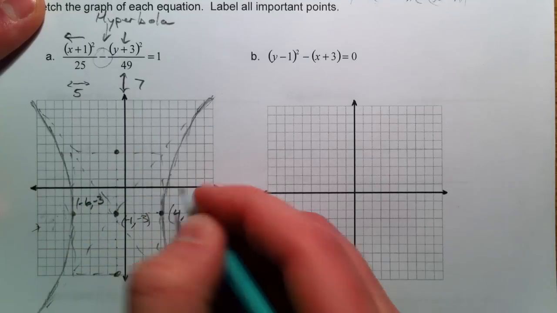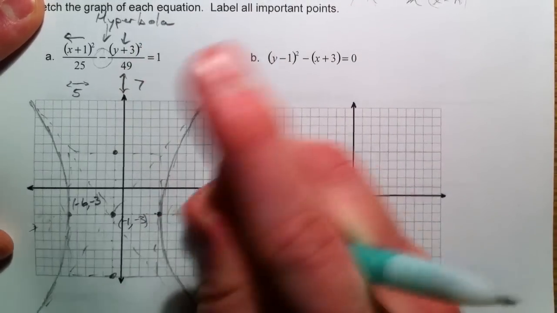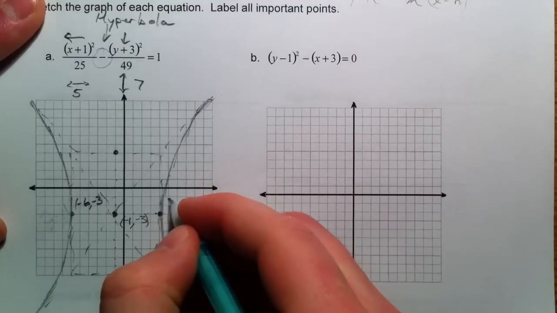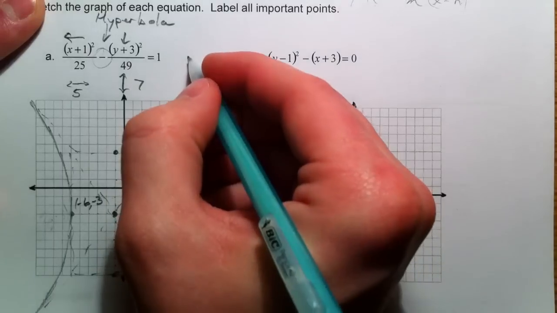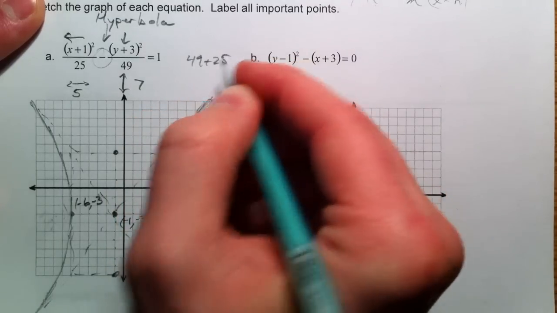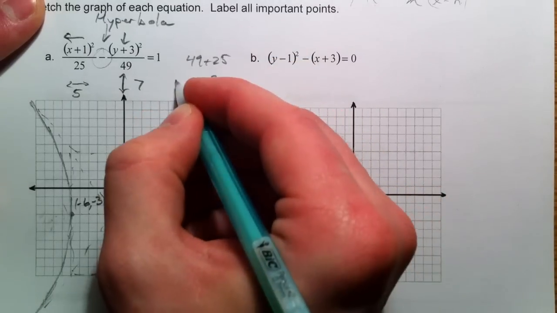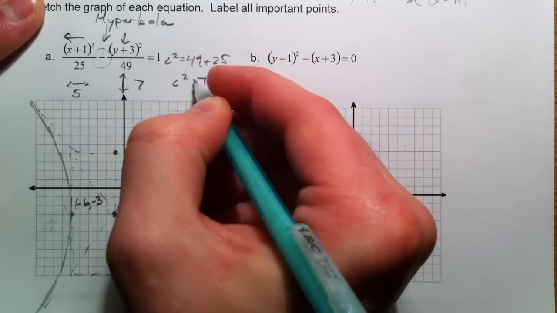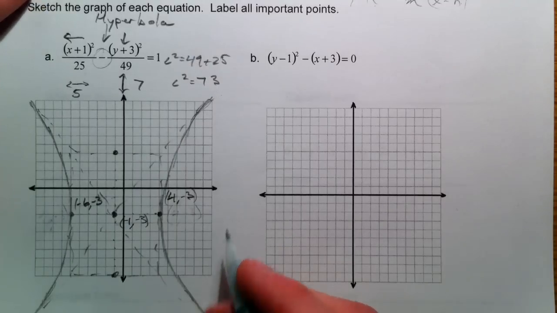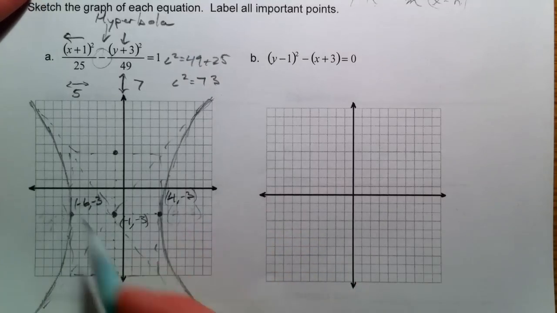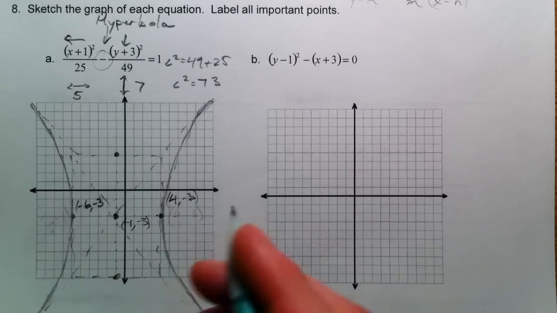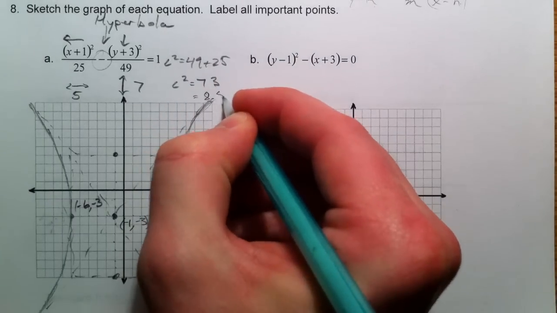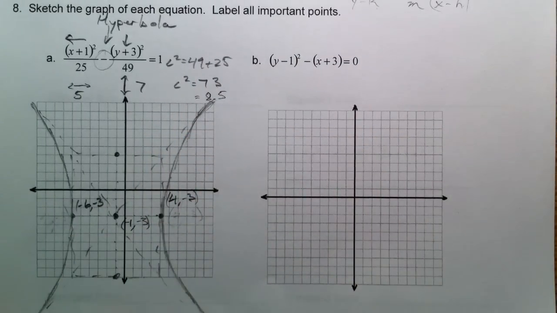And I'm moving it because I realized I wouldn't be able to graph my foci. 49 plus 25, 73 is c squared. Square root of 73. And really, the foci aren't going to be on here, but square root of 73 is 8.5, and we can go 8.5 left and right from your center.